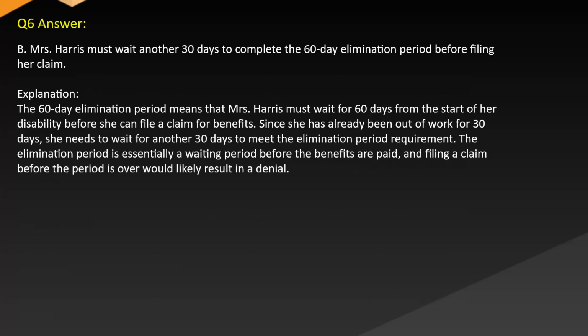Answer: B. Mrs. Harris must wait another 30 days to complete the 60-day elimination period before filing her claim. Explanation: the 60-day elimination period means that Mrs. Harris must wait for 60 days from the start of her disability before she can file a claim for benefits. Since she has already been out of work for 30 days, she needs to wait for another 30 days to meet the elimination period requirement. The elimination period is essentially a waiting period before the benefits are paid, and filing a claim before the period is over would likely result in a denial.